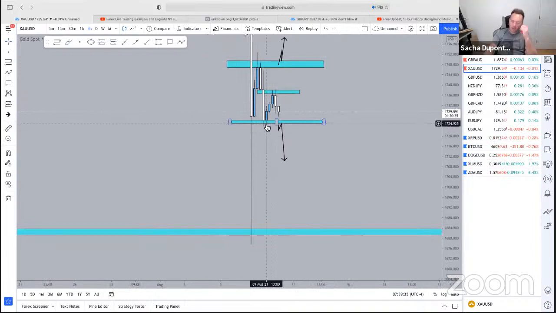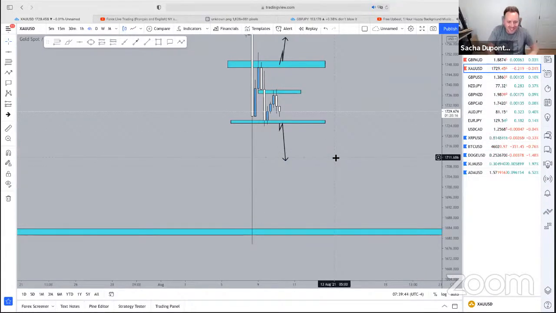If we do break this 4-hour support, man, if we broke this 4-hour support, dude, it might be my first trade on gold. Full margin, fuck it.